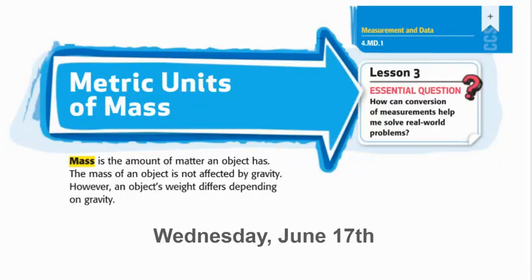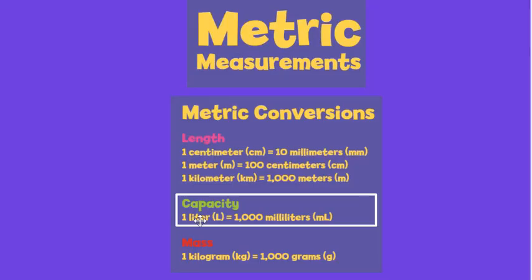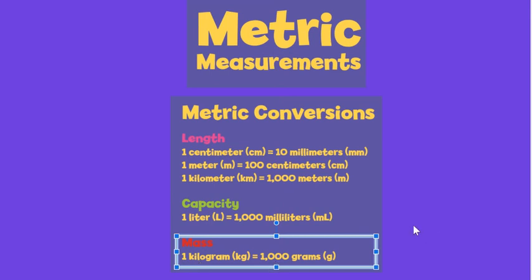So today we're continuing our journey with the metric system, and we're going to be focusing on mass today. So mass is the amount of matter an object has. The mass of an object is not affected by gravity. However, an object's weight differs depending on gravity. We're going to be looking at mass today. So 1 kilogram is equal to 1,000 grams.